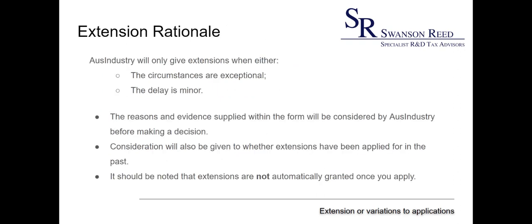AusIndustry will only give extensions when either the circumstances are exceptional or the delay is minor. The reasons and evidence supplied within the form will be considered by AusIndustry before making a decision. Consideration will also be given to whether extensions have been applied for in the past and anything else that may be relevant. It should be noted that extensions are not automatically granted once you apply.